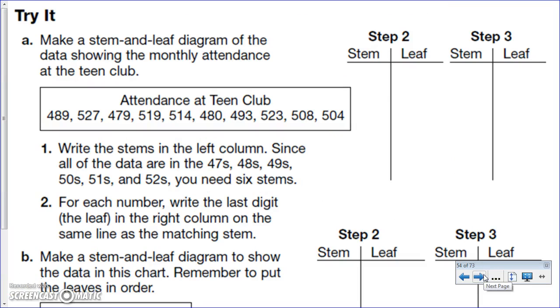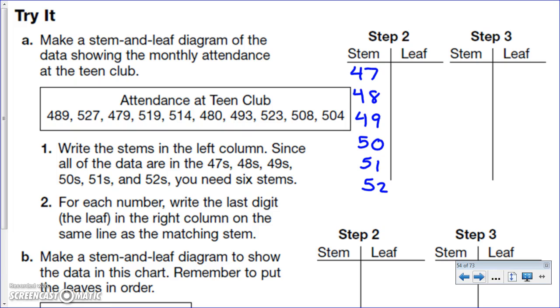Try it. Make a stem and leaf diagram of the data showing the monthly attendance at the teen club. So step 1 is to write all the stems in the left column. Since all the data is in the 400s to the 500s, we're going to use the 47, 48, 49, 50, 51, and 52 as our 6 stems. Next, we're going to write the leaves in for each piece of the data point.